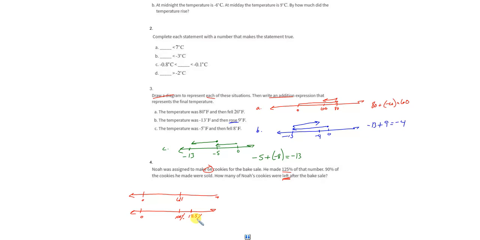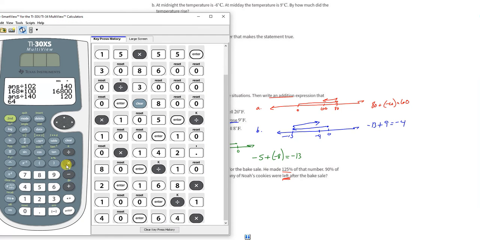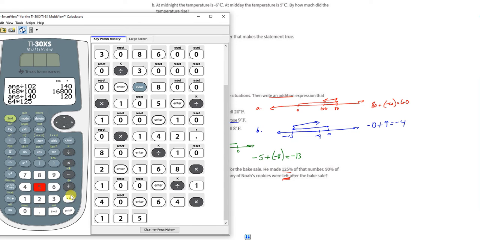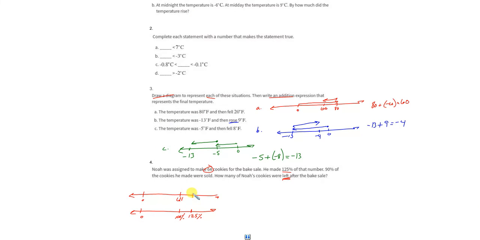How about them apples? So 25% more can be found by doing a little cross multiply and divide. 64 times 125, and then we can divide by 100, and that will give us how many cookies he made, which is 80. And 80 cookies is where Noah has found himself, and that's how many he made. But the question wasn't how many cookies Noah made. The question was how many did he have left after he sold 90% of them. So now we've got to find out what 90% of 80 is, when 80 is the 100, not the extra.